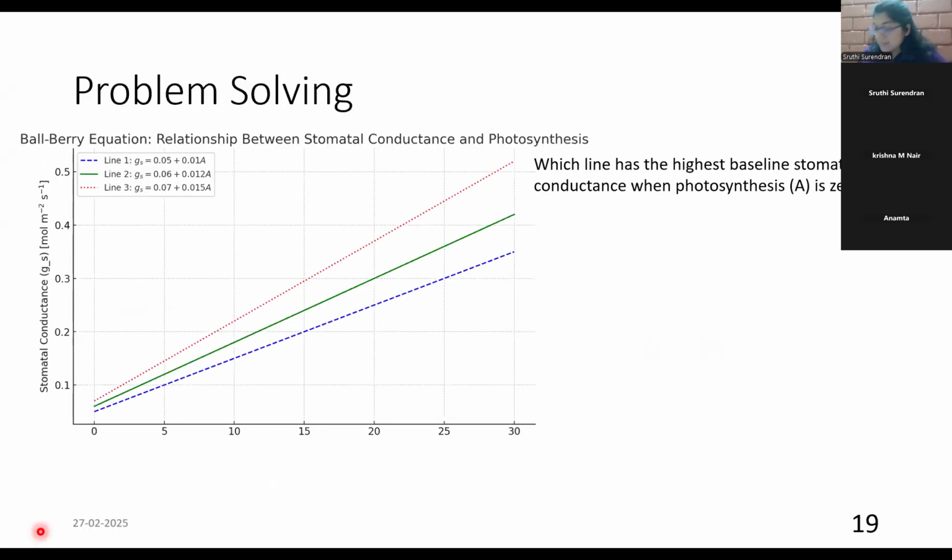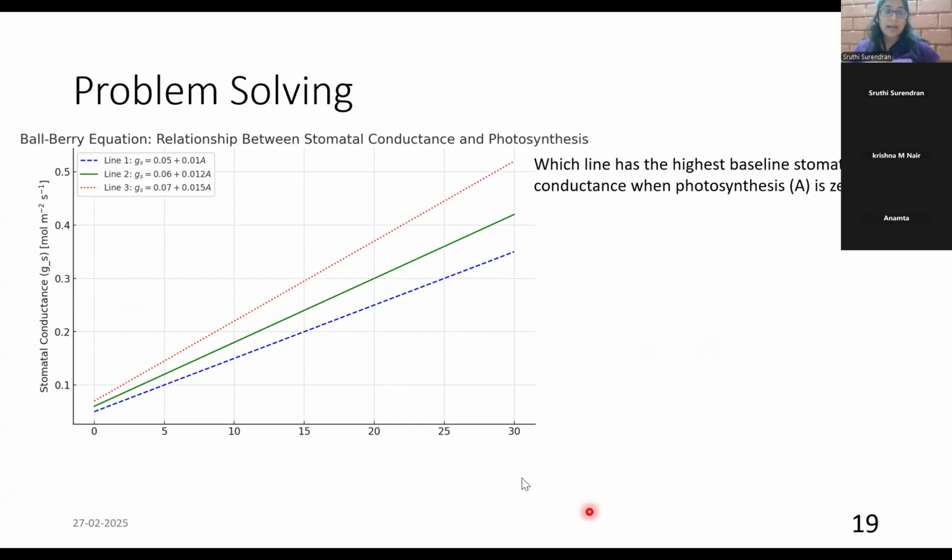Now, I explained what the relationship is, what the intercept value is, and what the stomatal conductance value represents in a Ballberry equation. So in this question, there are three lines in this graph, one line representing one plant. Out of these three plants, which plant has the highest baseline stomatal conductance when photosynthesis is zero, and why? Please put your answers in the chat box. You can direct message me.